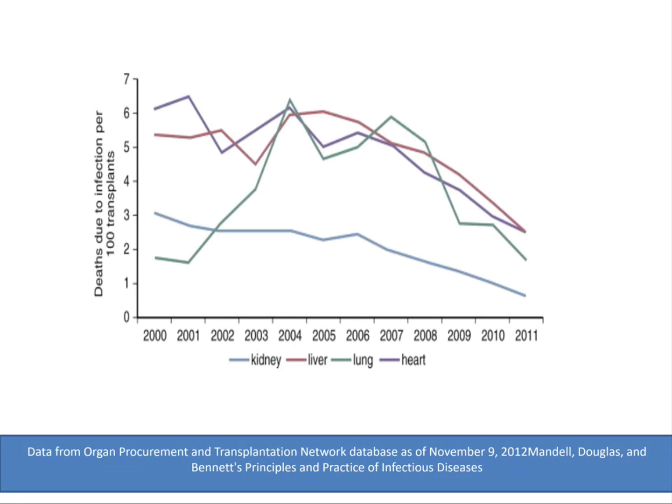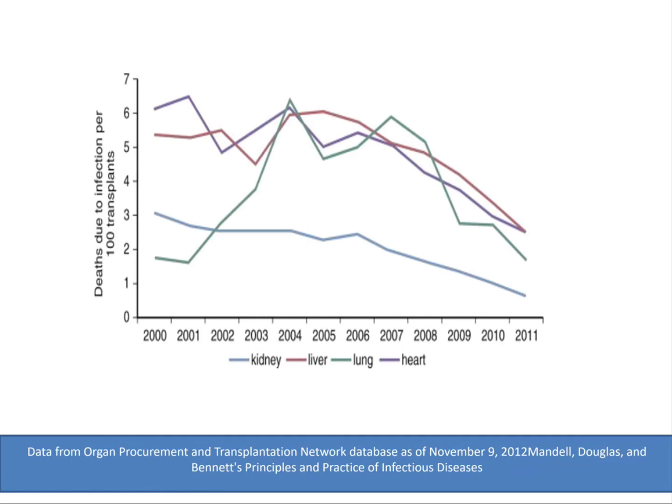Looking at mortality data, I believe, deaths due to infections in transplants. Overall, there is a downtrending tendency, so this is good. Over the years, mortality has improved. But if you see, again, the green line is lung, who's more likely to die from infection, lungs.